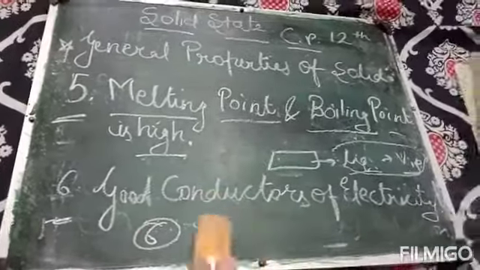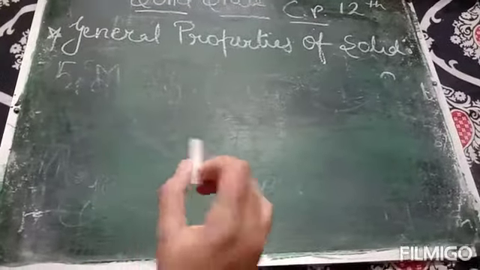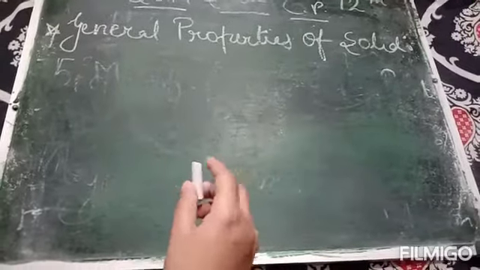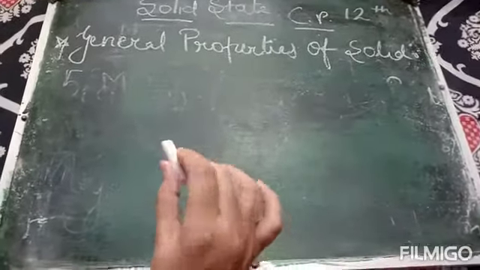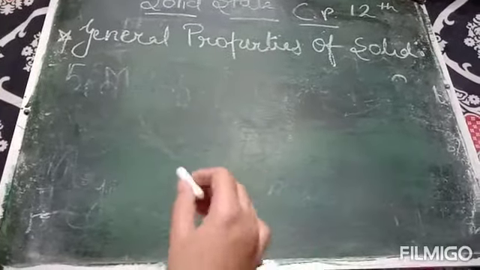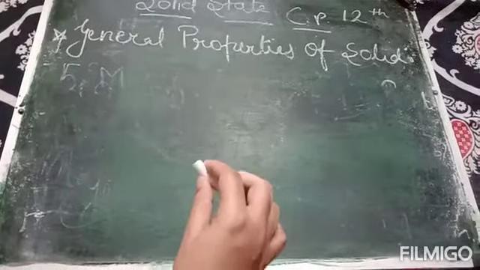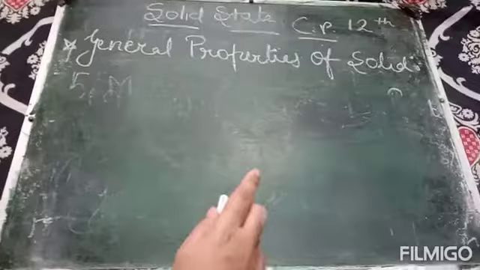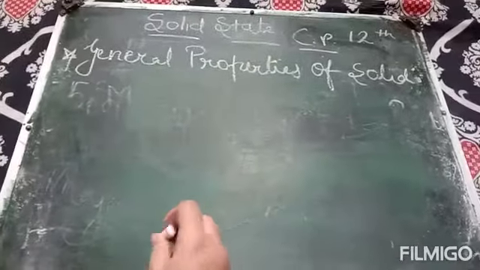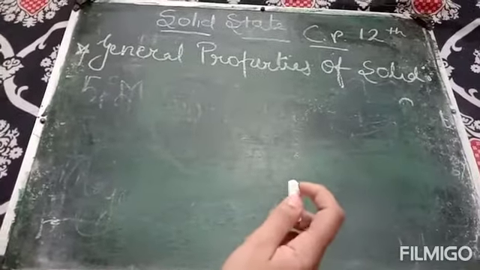First point, regarding their shape, size and volume, that is definite. Second point, compressibility is low. Third point, flexibility is low. Fourth point, diffusion is low. Fifth point, melting point and boiling point is high because of their closely packed structure. And sixth point, that is they are good conductors of electricity.